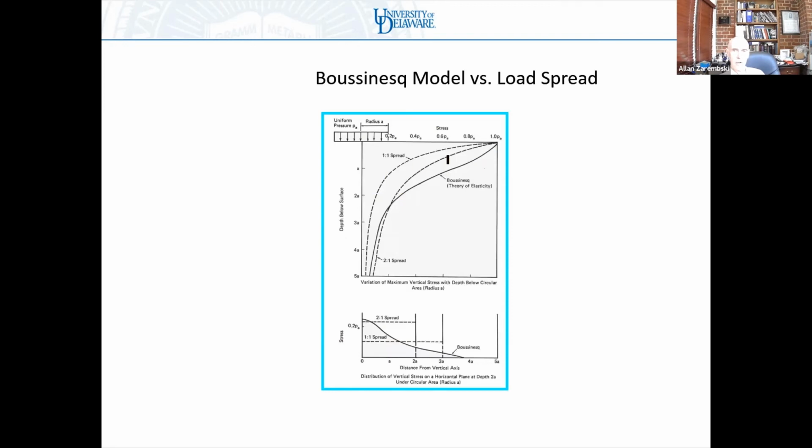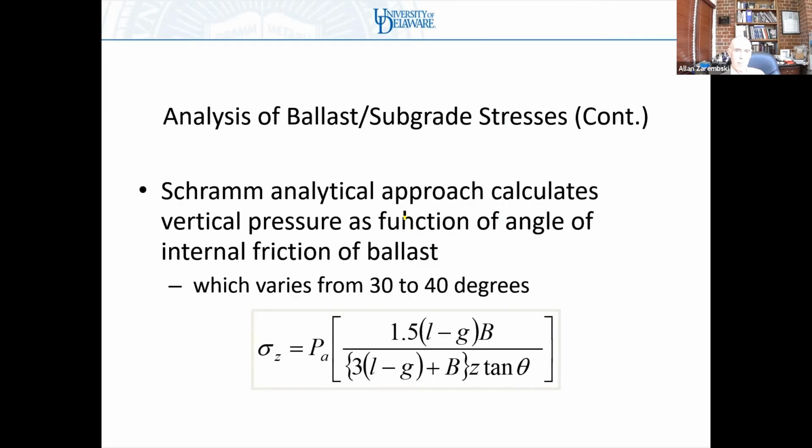This shows you a comparison of the Boussinesq model as opposed to the load spread model. You can see the Boussinesq model gives you slightly higher stresses at lower depths, and then at greater depths, it gives you very similar to 2-to-1. Then there's the Schramm model, and I'm just throwing these out because I want you to know they're out there. This uses the vertical pressure as a function of the angle of internal friction of the ballast. So here we have a term theta, which we introduce, which is the angle of internal friction of the ballast.